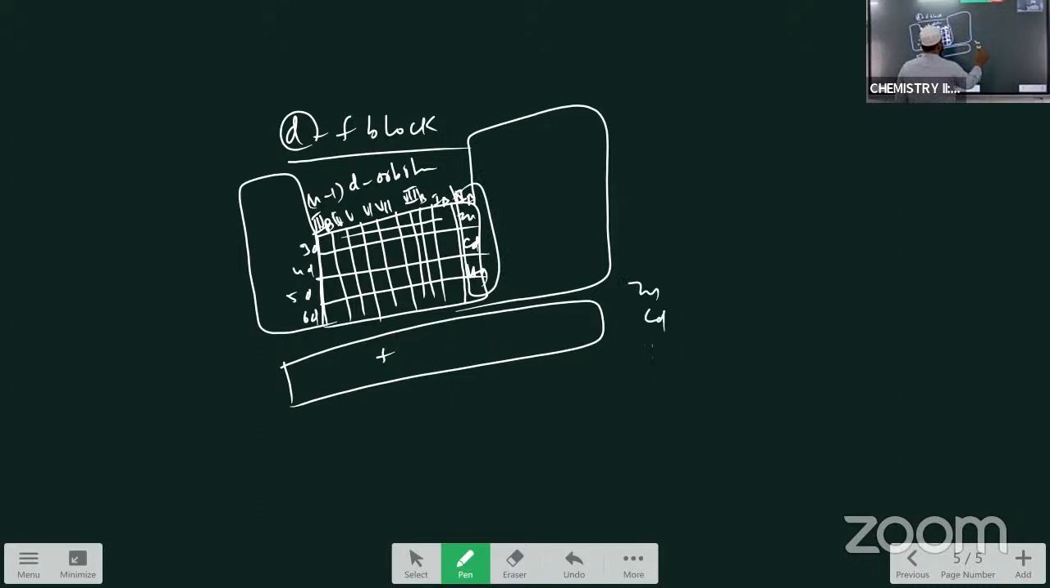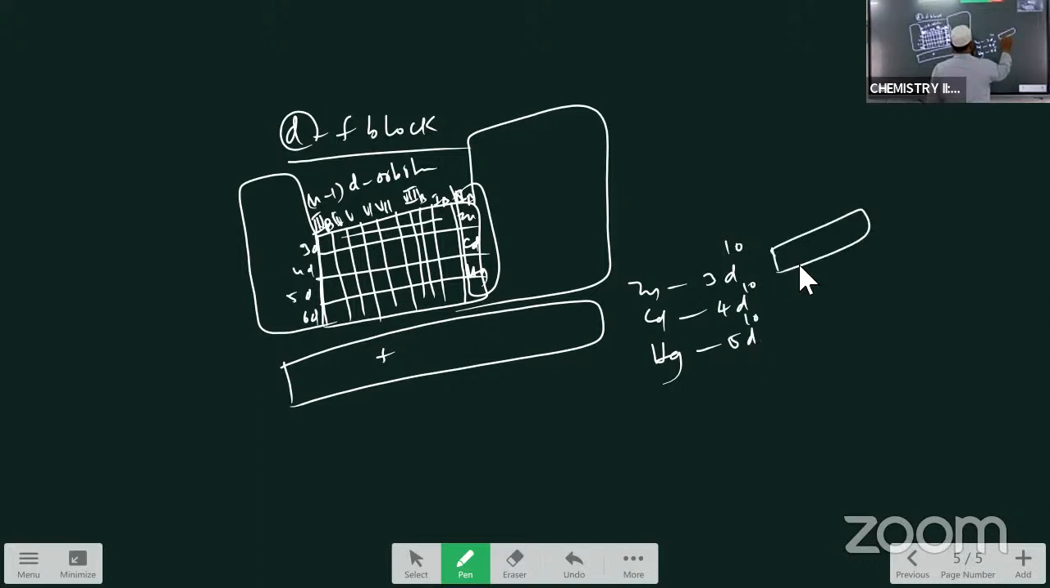Zinc, cadmium, mercury are not transition elements because they have 3d10, a completely filled d orbital. If the d orbitals are completely filled with electrons, these are not said to be transition elements. If there is at least one unpaired electron, see here, instead of writing 10, I am writing 9 electrons. This is said to be an incompletely filled d orbital.